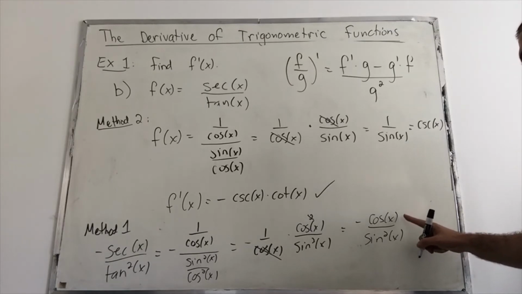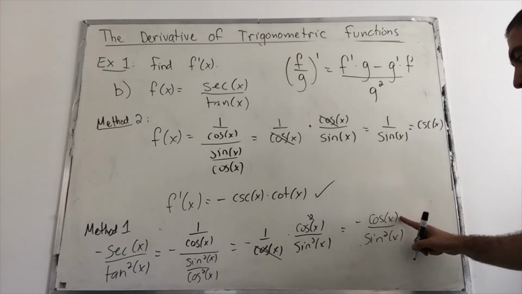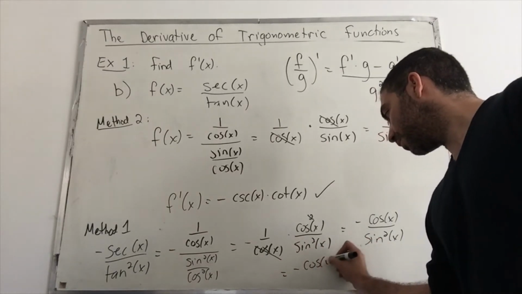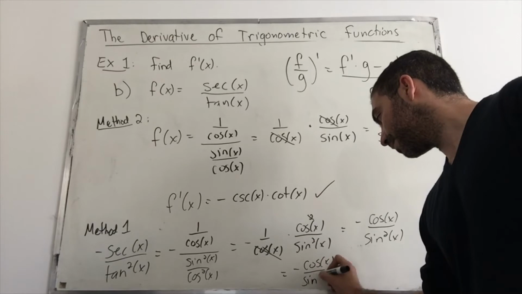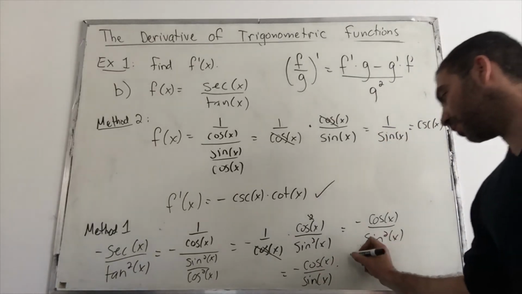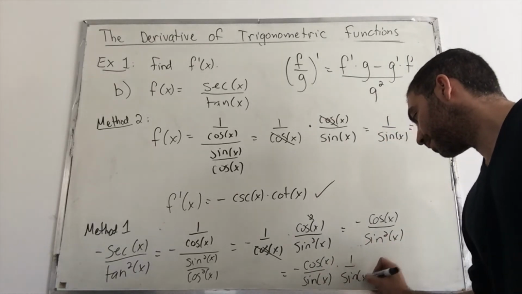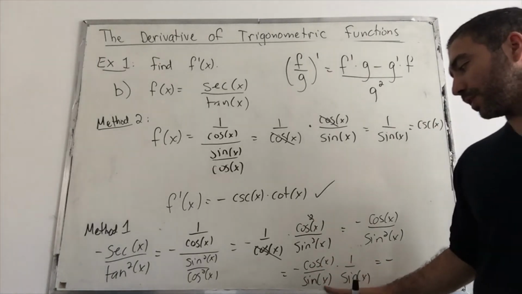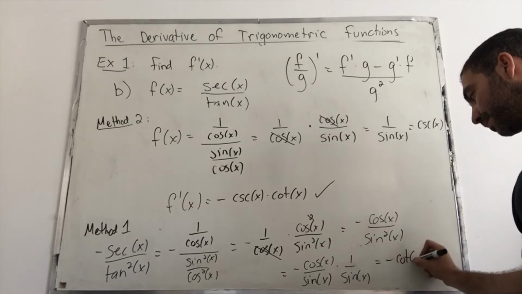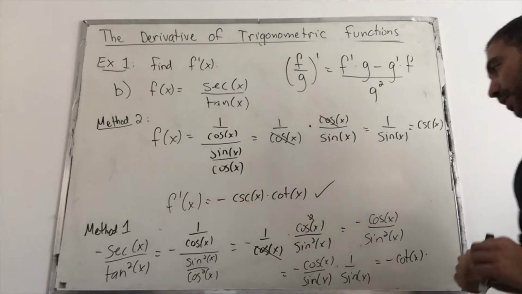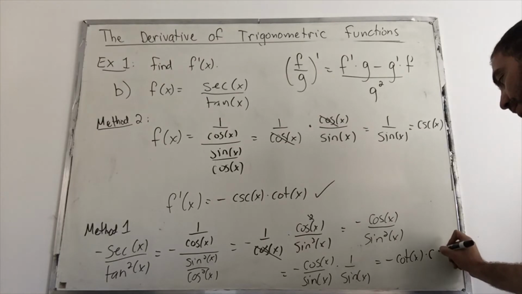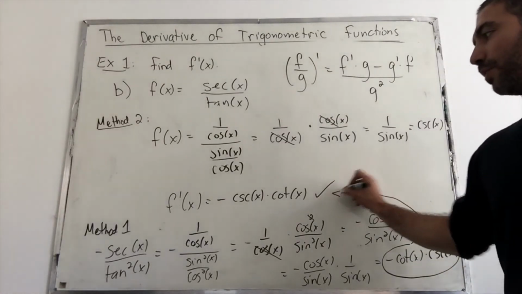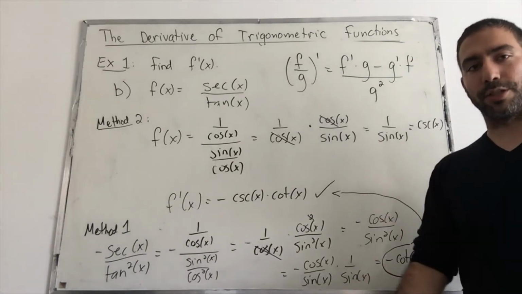So we could rewrite this as negative cos over sine times 1 over sine. So we have the negative in the front. Cos over sine is cotangent. And 1 over sine is cosecant. And this is equivalent to the answer we got for method 2. So they look different, but the answers are actually equivalent.